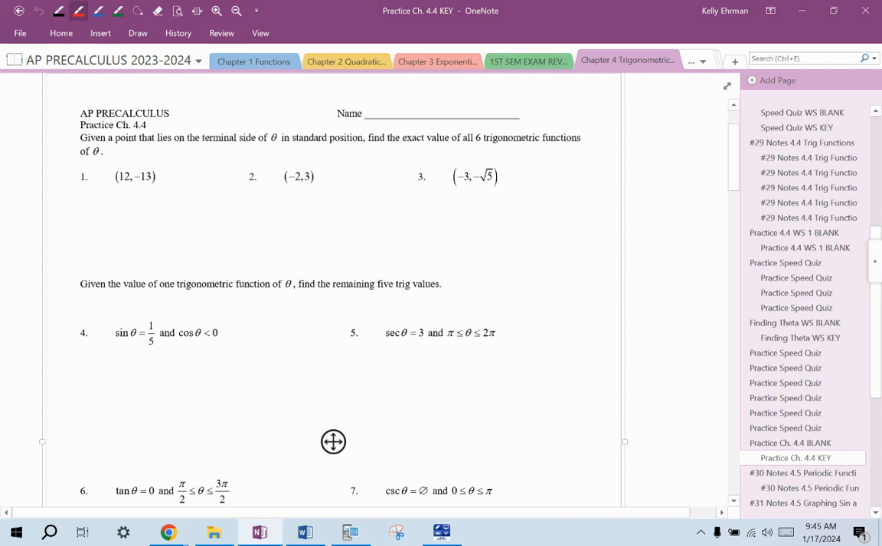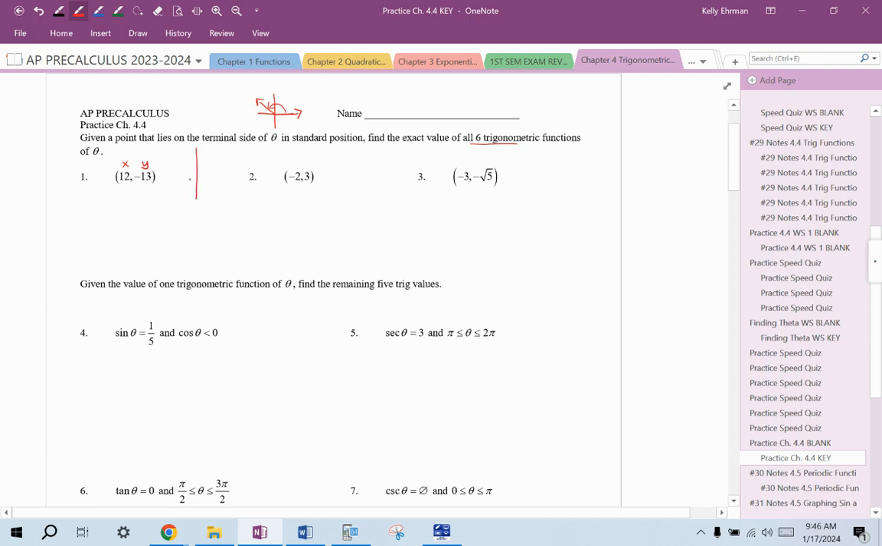So practicing all of section 4.4, we started with: given a point that's on the terminal side of theta, which is in standard position, which just means the initial side is here. Theta is whatever angle opens from there. Find the exact value of all 6 trig functions of theta. So if you're given an ordered pair, you're given x and y.